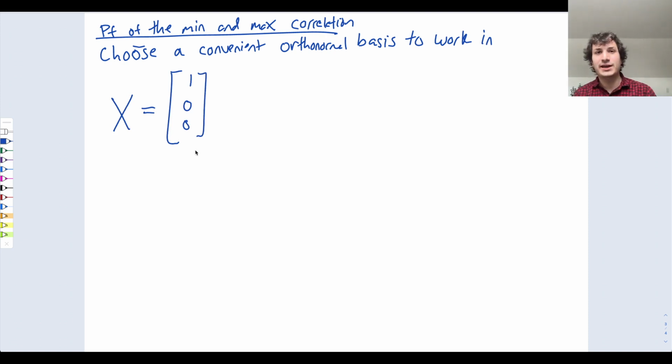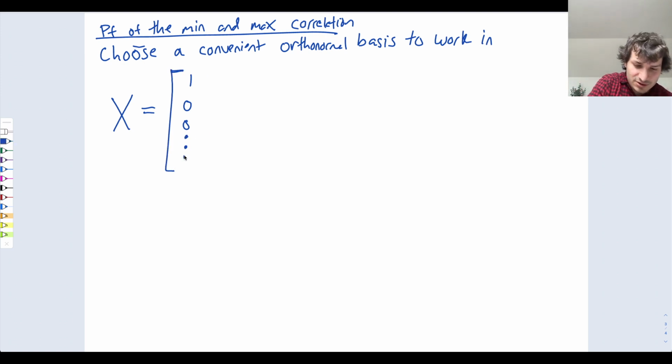So in the basis I'm working in, I'm going to pick a basis. Okay, we're in some vector space. We don't know how many dimensions there are. So technically it's 1, 0, 0, ... Right? So x is the first vector. I'm only ever going to use the first 3 components. So I'm going to write, as a shorthand, 1, 0, 0.